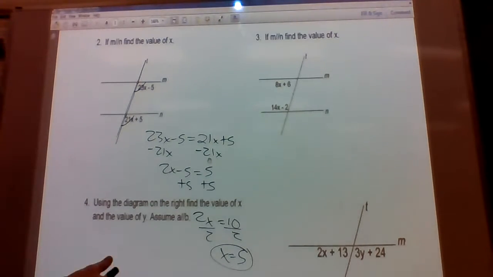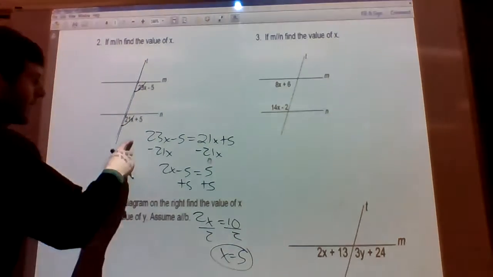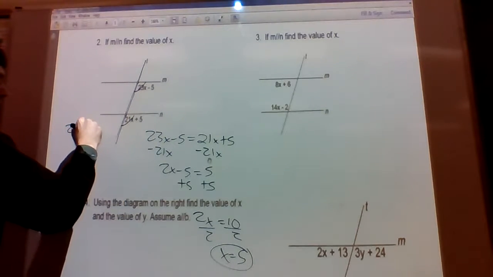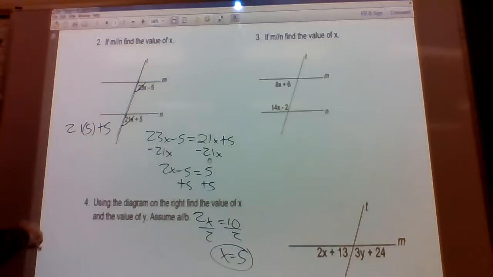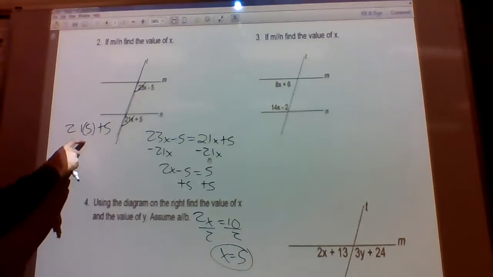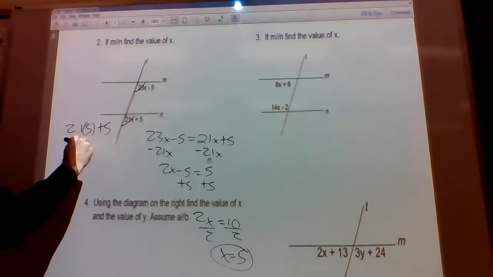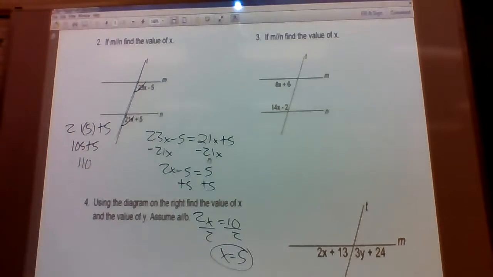If we want to check and see if our answer was right, we can substitute it back in. 21 times 5 plus 5. So 21 times 5 is 105, right? 5 times 20 is 100. 1 times 5 is 5. 100 plus 5 is 105. So it's going to give us a total of 110.